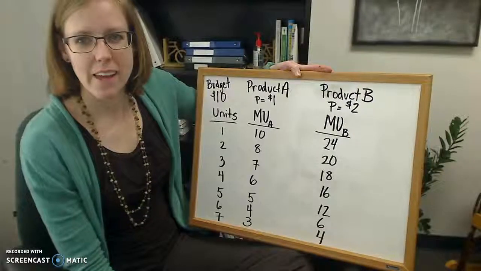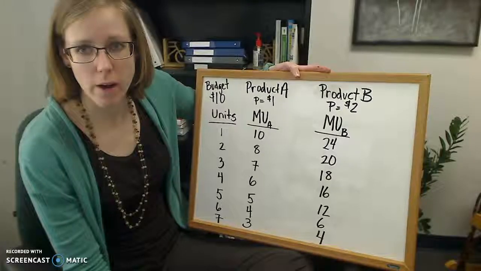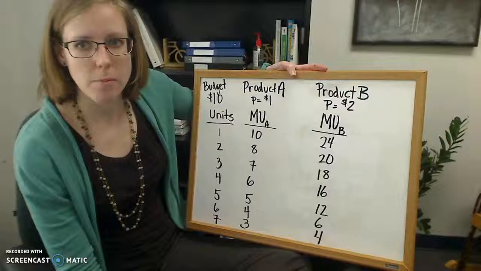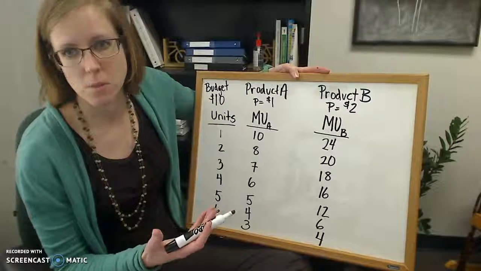Hi everybody! I've been getting a lot of questions on the Chapter 7 homework assignment, so I wanted to do a quick video to give you some guidance. So we're talking about maximizing utility given a consumer's choice between two products and a fixed budget.